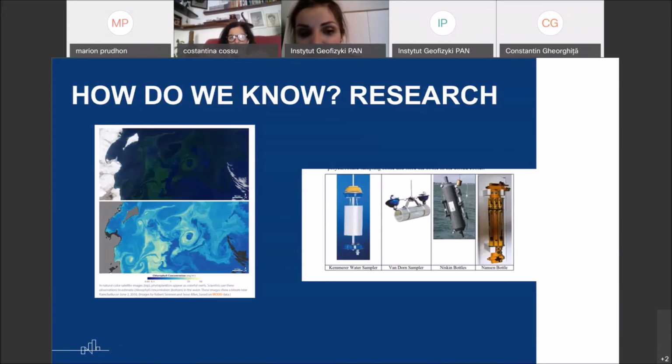There are different types of samplers, from very simple ones to more complicated, more developed, more protected, and this is how the water samples with phytoplankton in them are, of course, probed, taken out of the water and compared with the results of satellite observations.